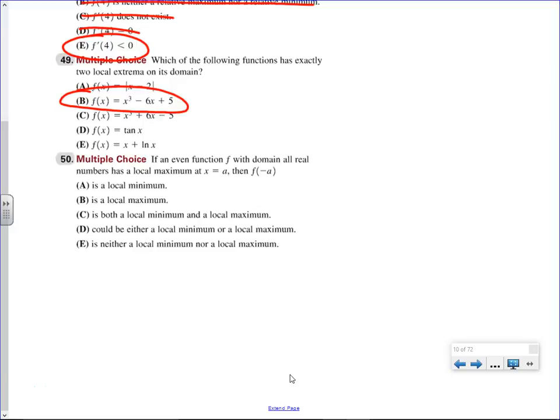Oh, you're still at tangent? No, I'm at a different question. This is a whole different question. Okay, then let's do number 50, we'll come back to it. Sorry.